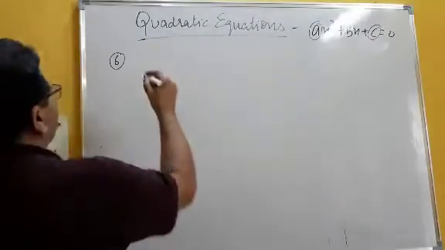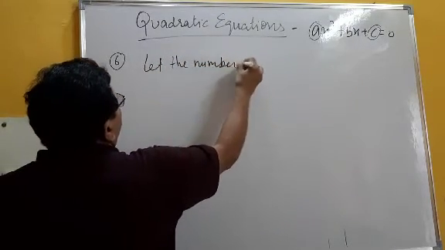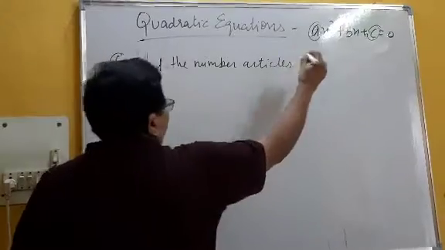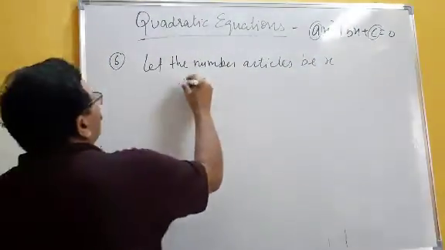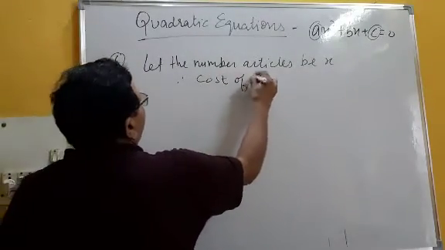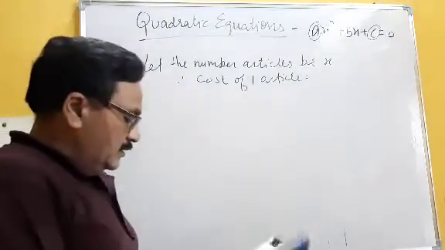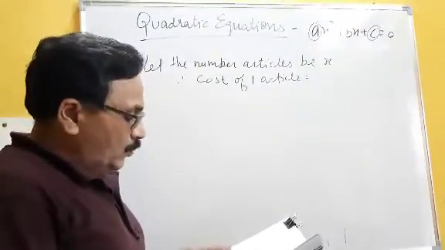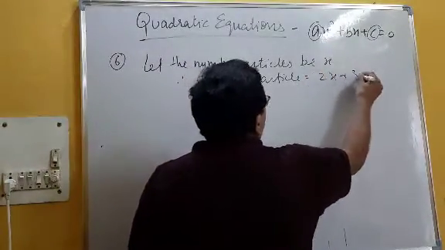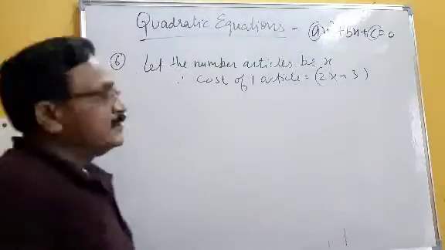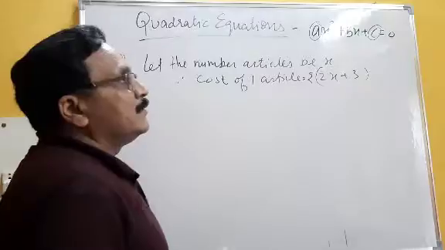So first of all we suppose that the number of articles on a particular day is x. So what will be the cost? Therefore, the cost of one article: it is saying that it is 3 more than twice the number of articles produced. That is twice x plus 3, so 2x plus 3. This is the cost of one article, and their product is given.